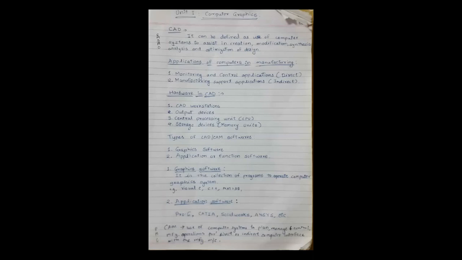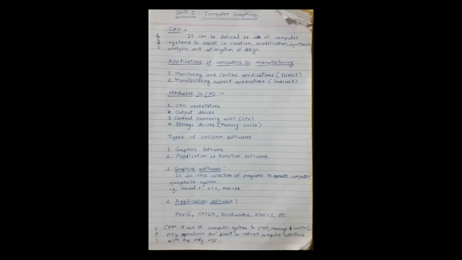CAD is defined as use of computer systems to assist in creation, modification, synthesis, analysis, and optimization of design. You are almost familiar with the word design. So CAD is nothing but computer assisted design. Whatever the design engineers made, it is with the help of drawing sheets or computer software.